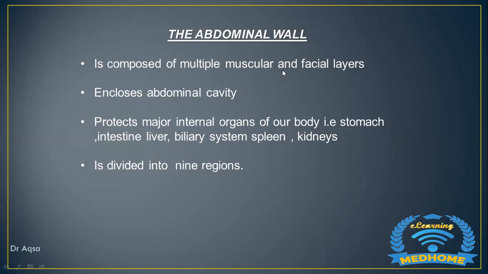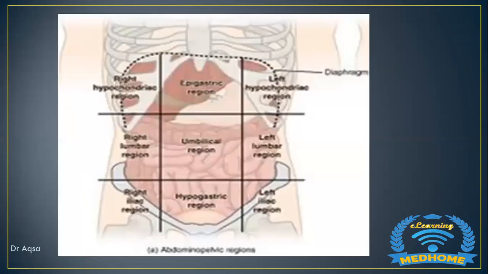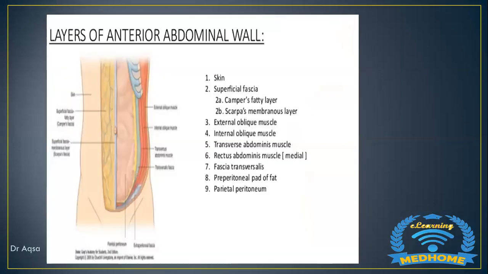Ma'am, we have studied the 9 regions of the abdominal cavity, and we have studied the layers of the abdominal wall, that is superficial fascia and deep fascia. Superficial fascia is also known as fascia of Camper, and deep fascia, Scarpa's fascia, is continuous with the deep fascia of the thigh, and it is also continuous with the deep fascia of the perineum. In the perineum, it is termed as Colles fascia.